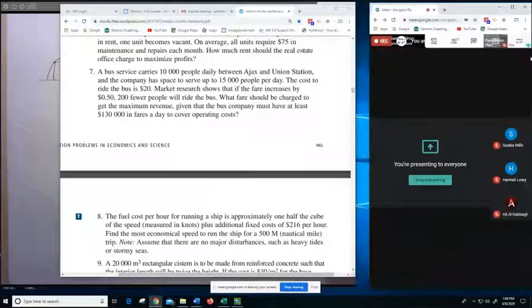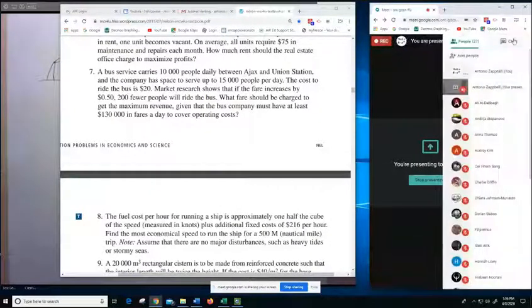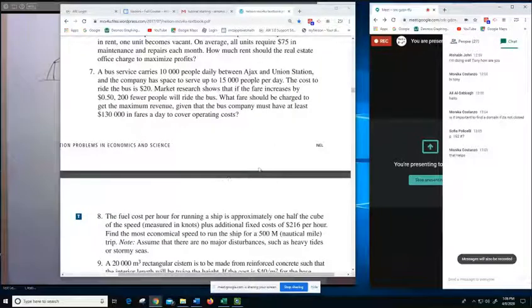All right, so that's 152, number 7. So let's take a look. A bus service carries 10,000 people daily between Ajax and Union Station, and the company has the space to serve up to 15,000 people per day. So right off the bat, I'm seeing that we've got an upper limit here, that if I get an answer which produces more than 15,000 people, that would not be part of my domain.